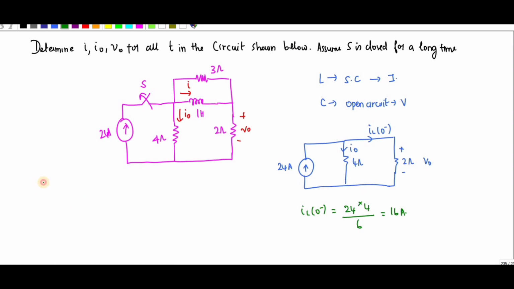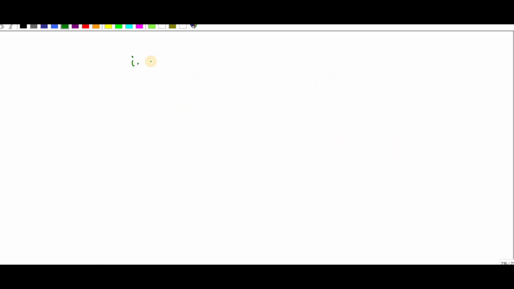So what is I of t? Here, IL of 0 minus, so the I is nothing but 16 when t is less than 0. This is what it means. If IL is 16, then I0 is nothing but 8, because 24 is split as 16 and 8. So I can write I0 is equal to 8 when t less than 0.